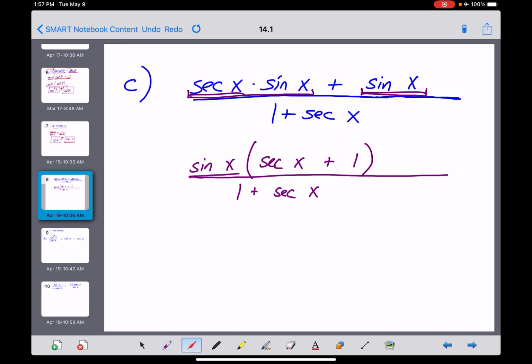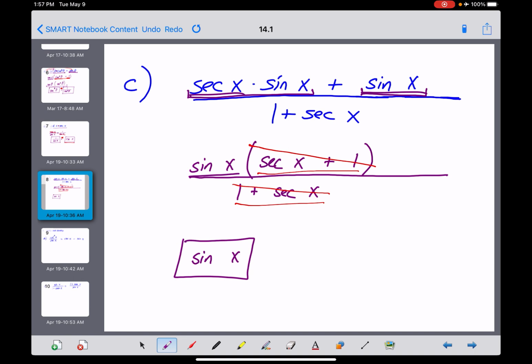But what do I notice here, guys? A binomial expression in the numerator and this binomial in the denominator, those are identical. Remember that the order of addition doesn't matter. So that entire factor right there cancels itself out, and we're simply left with the sine of whatever angle x was. And that's our answer here for part C.